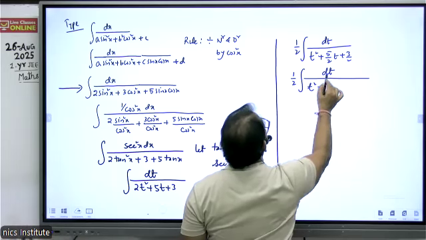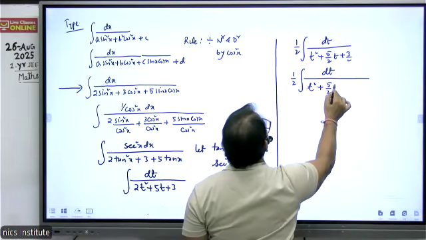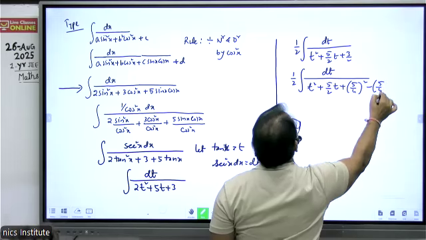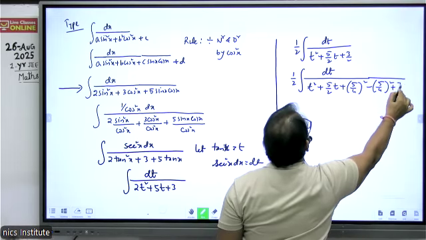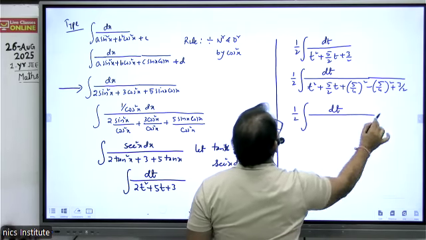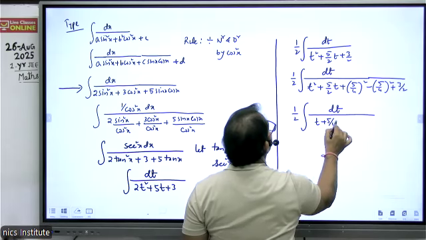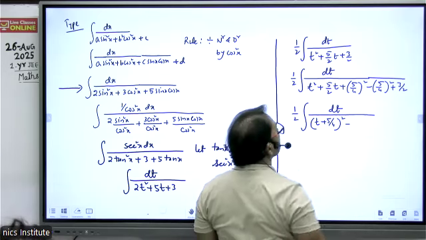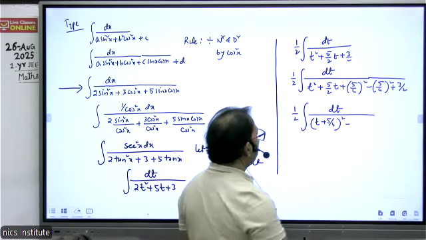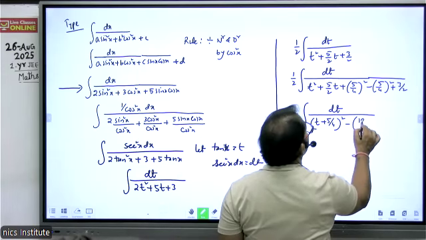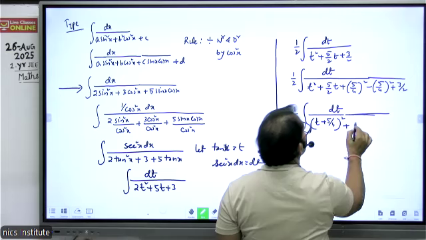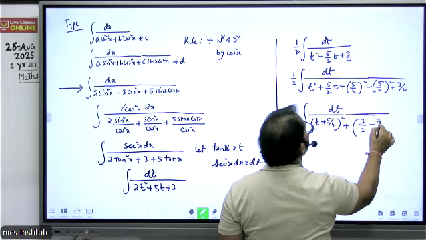So t square, dividing this by 2, so 5 by 4 whole square, add and subtract. Then it'll be a standard result. So t plus 5 by 4 whole square. And what about this? It is 3 by 2 minus 25 by 16.